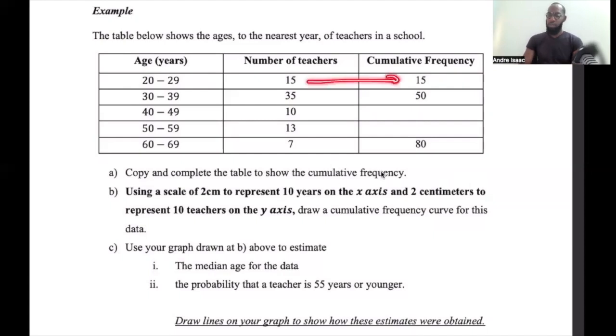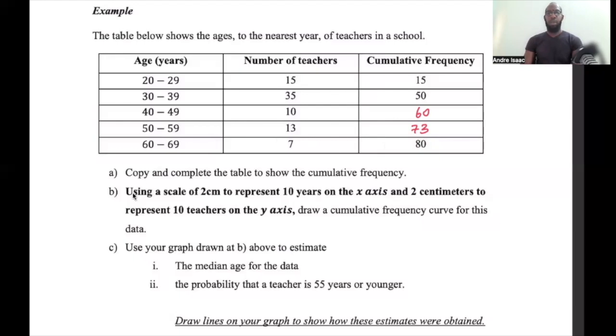This is the first number that was written. 15 plus 35, you'll get 50, right? 50 plus 10, you get 60. 60 plus 13, you get 73, and 73 plus 7 is 80, right? 80 represents the total number of teachers.